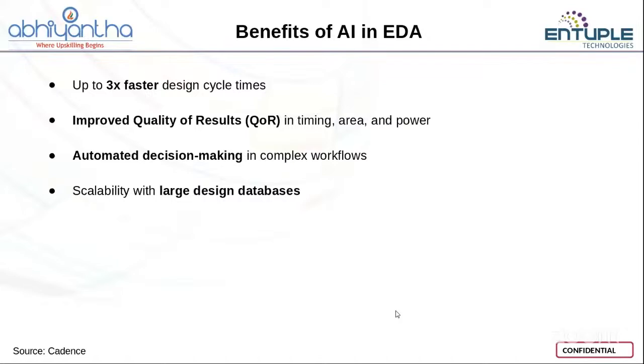So the benefits in this area, as I mentioned, are faster design cycles, 3x faster, and improved quality of results in terms of PPA, that is power, performance, and area. Then there is automated decision making in complex workflows, and scalability with large design databases with Cadence.